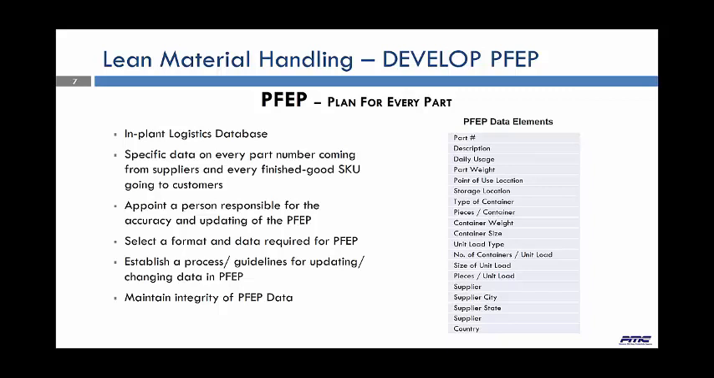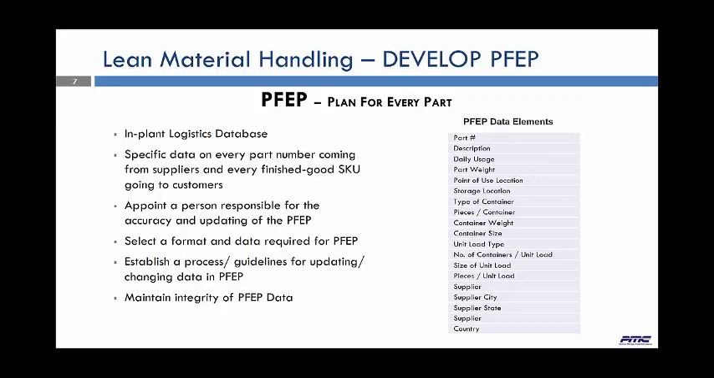But if you haven't started or don't have a PFAP, I say start with pretty simple things required for a project: part number, name of the part, container density, unit load density, part weight, and some other basic information. Once you have this PFAP, it's very important to assign a person for updating it. You don't want several hands stirring a pot, right? It'll get corrupted and inaccurate. So you want one person to maintain the accuracy and update the PFAP, and you can set some process guidelines for updating or changing it.